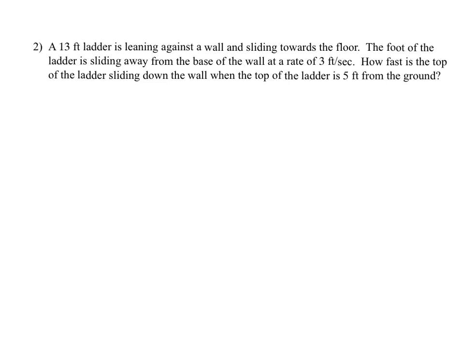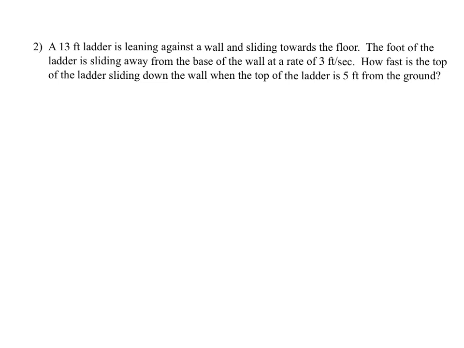Okay, so same kind of concept. It says a 13-foot ladder is leaning against a wall and sliding towards the floor. The foot of the ladder is sliding away from the base of the wall at a rate of 3 feet per second. How fast is the top of the ladder sliding down the wall when the top of the ladder is 5 feet from the ground?